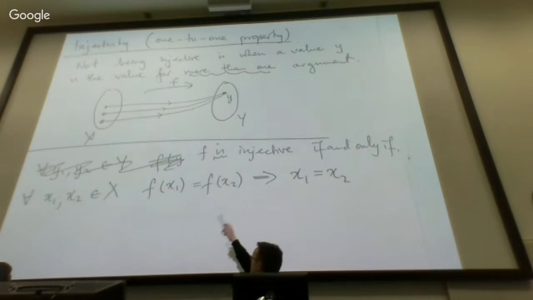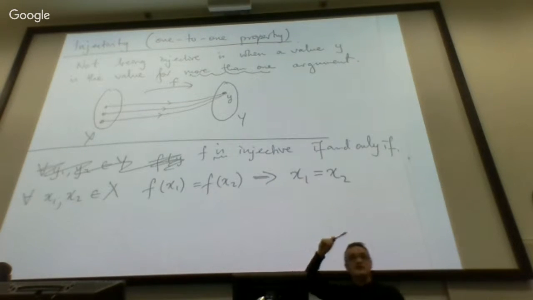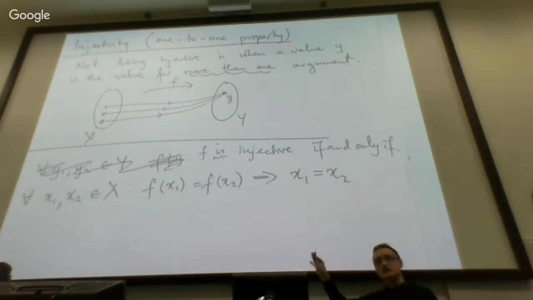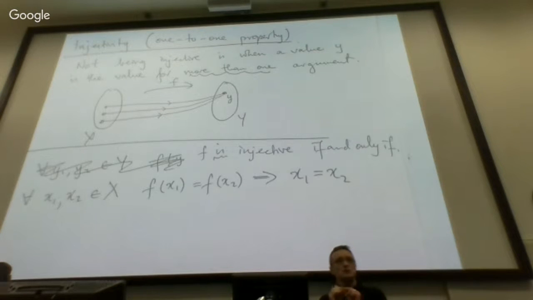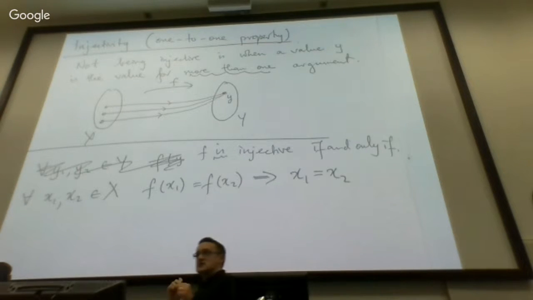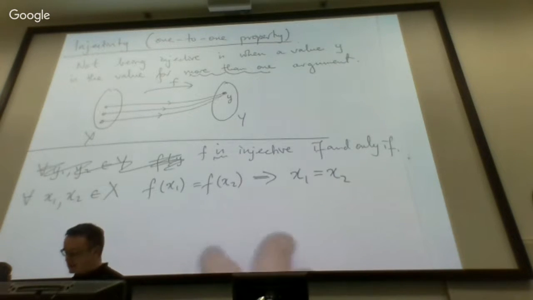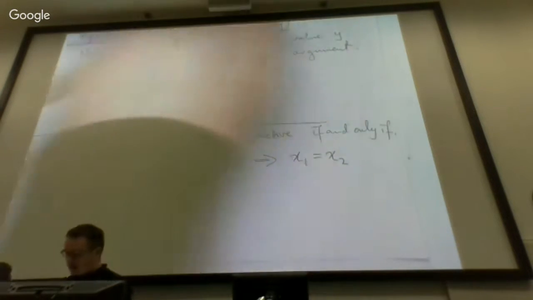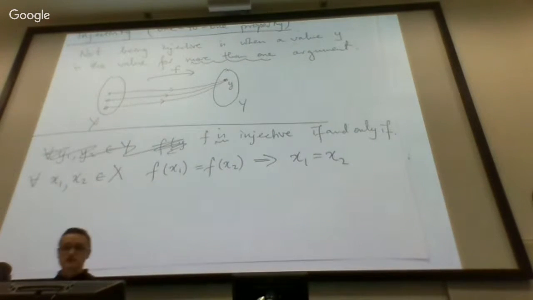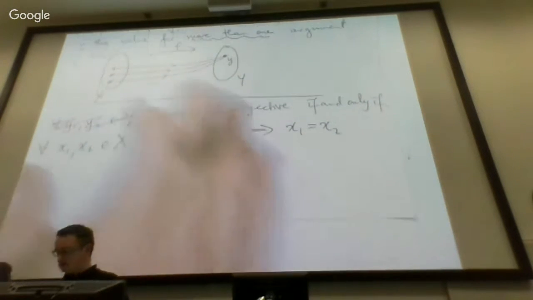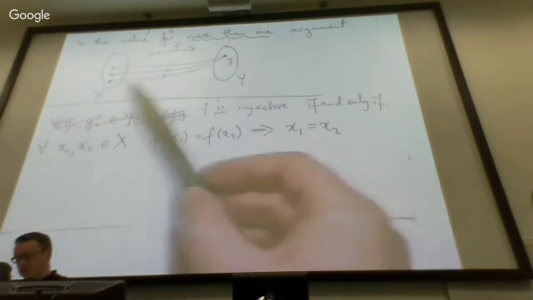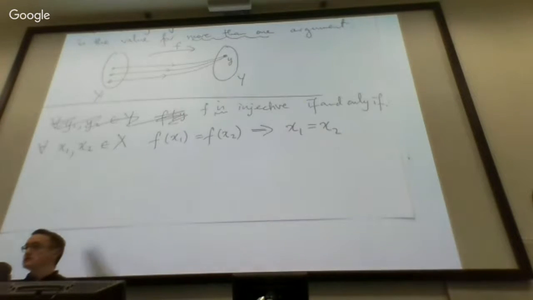If f of x1 is the same as f of x2, that can only happen in the kind of trivial case where x1 and x2 are actually the same element. You just named the same element using two different labels. So that's injectivity. And this Venn diagram picture of the function is particularly suited to show, well, certainly showing non-injectivity.